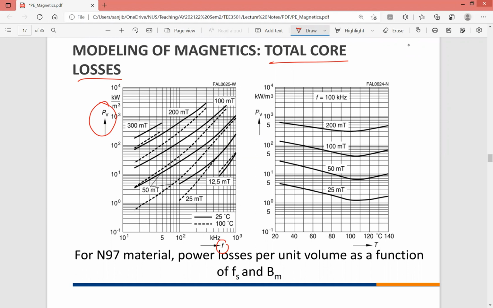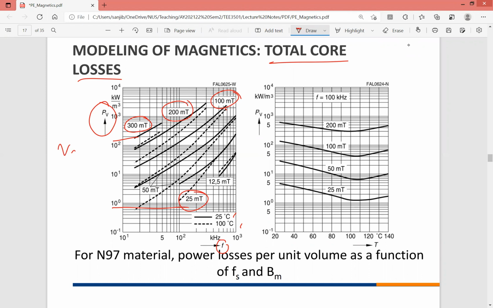But there is also a temperature dependence, at room temperature versus 100 degrees centigrade. The lines are different for the same frequency. And the third thing is at what maximum magnetic flux value you are operating. All these graphs are for different magnetic flux values. At low magnetic flux, of course, the losses will be low; at high magnetic flux, the losses will be high. So when both flux density and frequency are high, the losses will be higher, and the losses are given as kilowatt per meter cube. From here, for your operating point, you can find out the loss per meter cube.